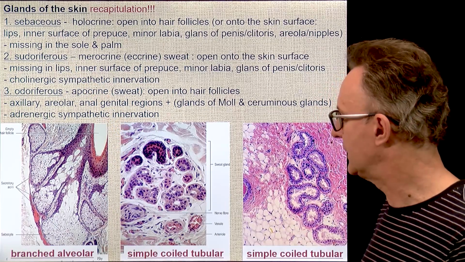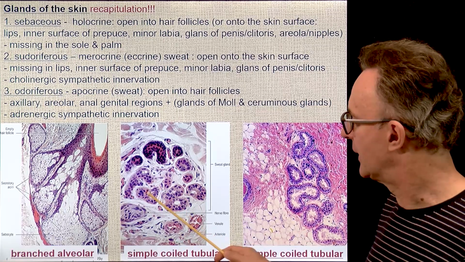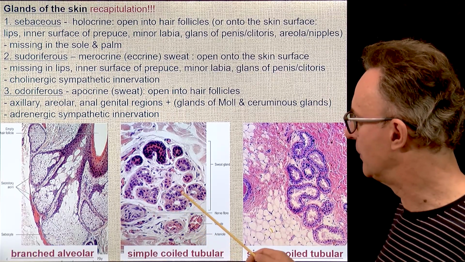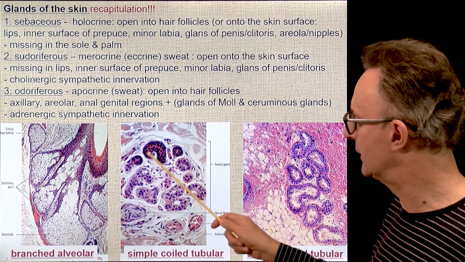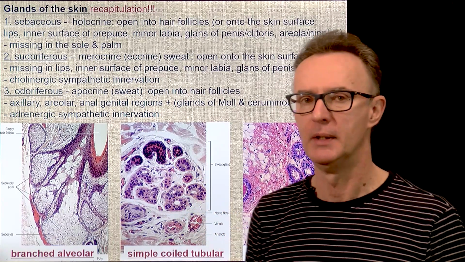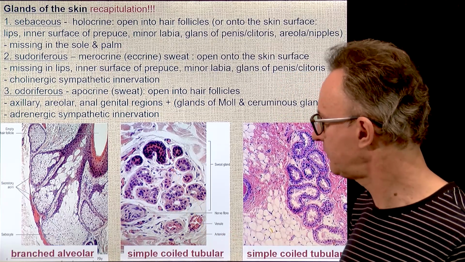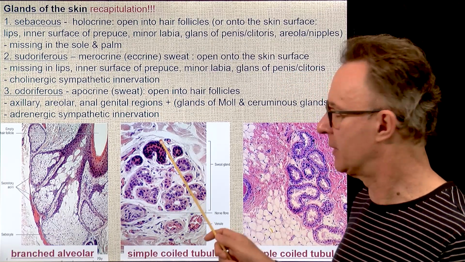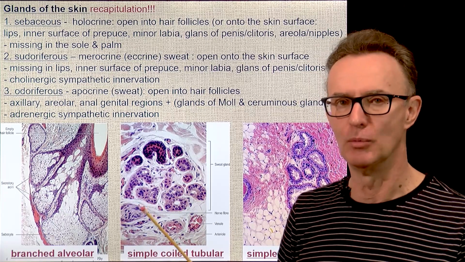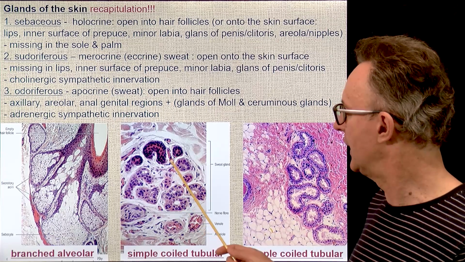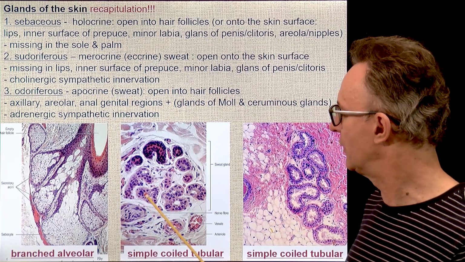The odoriferous glands are simple coiled tubular glands. That's why we see many cross sections. And as we see in darker color, the duct of the secretory portions. They operate with merocrine secretion. That is the most general secretory mechanism. We studied this, and they open on the surface.